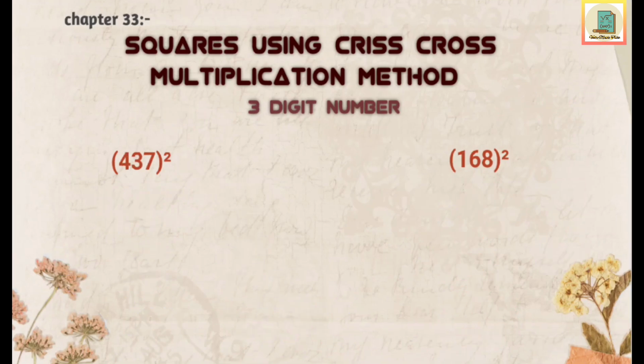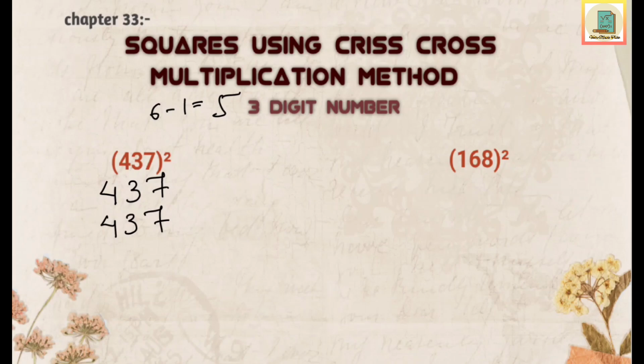Now let's learn to find out the square of a 3-digit number. Here we have to find the square of 437. Here also we'll arrange the digits like this, 437 and 437. The total number of digits here is 6. So 6 minus 1 we get 5. So here we'll make 5 partitions, 1, 2, 3, 4, 5.